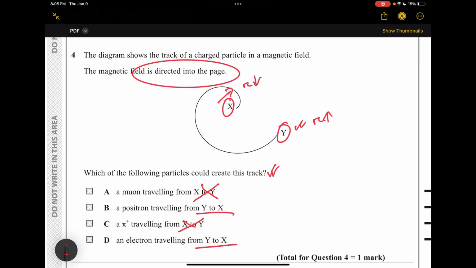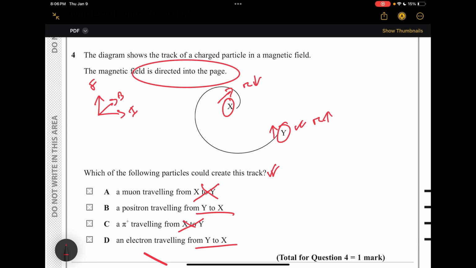Now we know the force is always perpendicular to the direction of motion in a magnetic field. So let's say the force is in this direction, the force is upward. We know when the force is upward, the current is in this direction and the magnetic field is in this direction, if you use Fleming's left hand rule. This is our force, this is B, and this is our I. So our force is always perpendicular to the direction of motion.